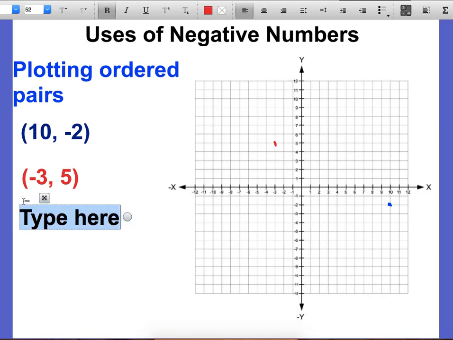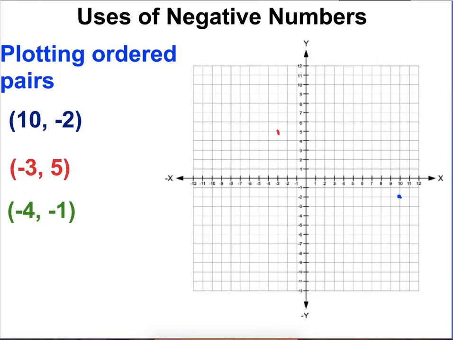Let's look at one more. We'll change the color again. We'll say (-4, -1). If I want to plot that one, again, start at the origin, (0, 0), and then I move left 4 because it's -4, and then -1, I move down 1. And that's where I would plot that one. So these are all uses of negative numbers that we're going to see. Some might be simpler than others, but we need to know how to do all of them.